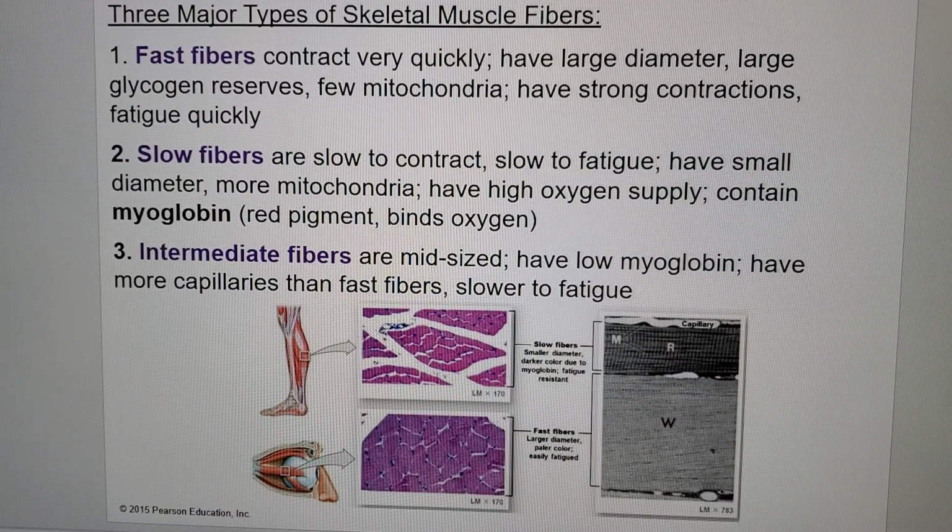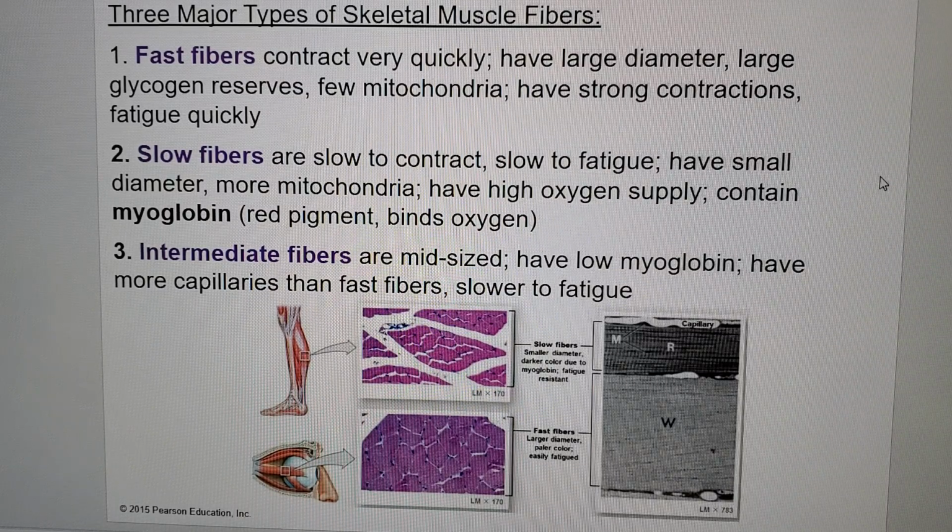Another way we're going to categorize skeletal muscle: we have fast fibers, slow fibers, and intermediate fibers. Fast fibers, just like their name, contract quickly. They have a large diameter, large glycogen reserves, few mitochondria, and strong contractions, but they fatigue quickly. Fast fibers are fast, effective, and they stop fast as well. Fast on, fast off, and they're effective when they're on.